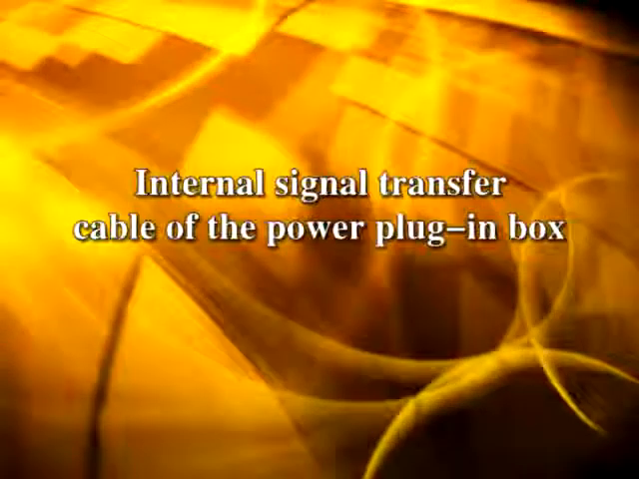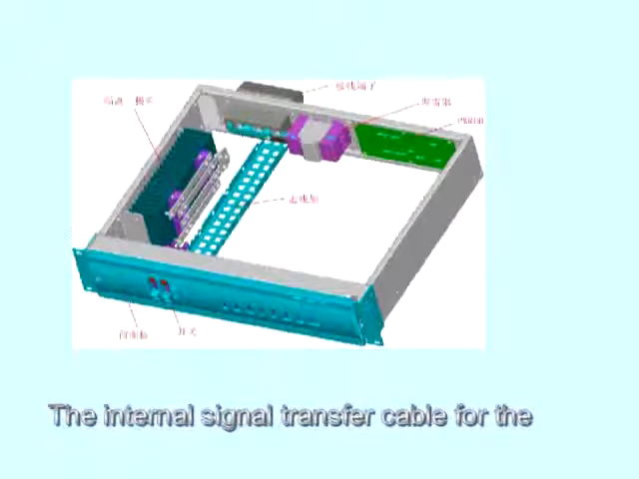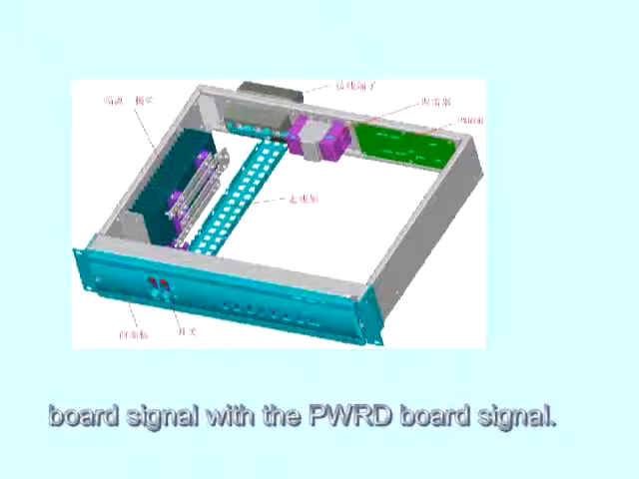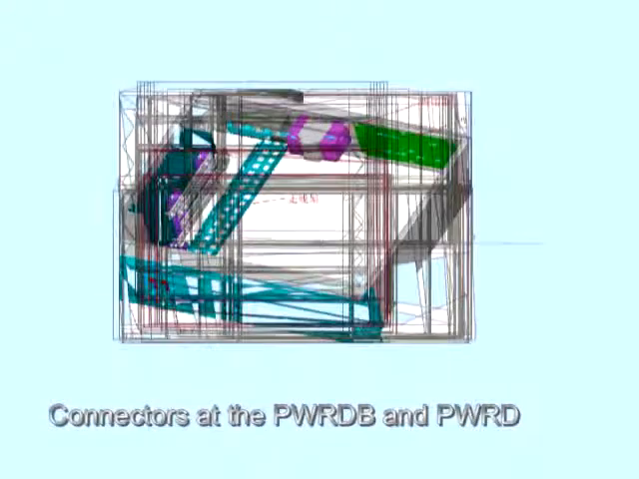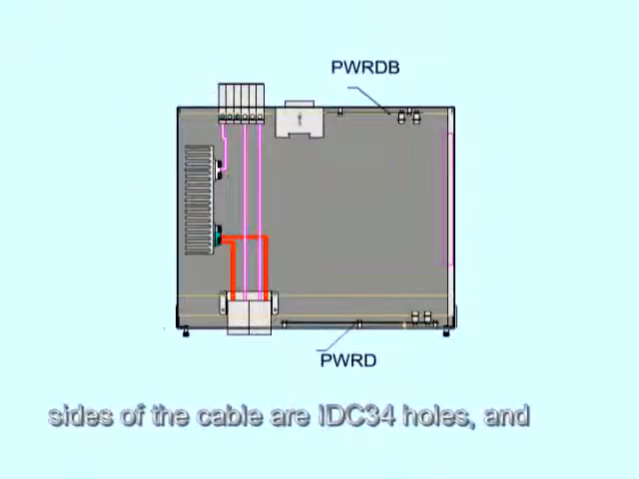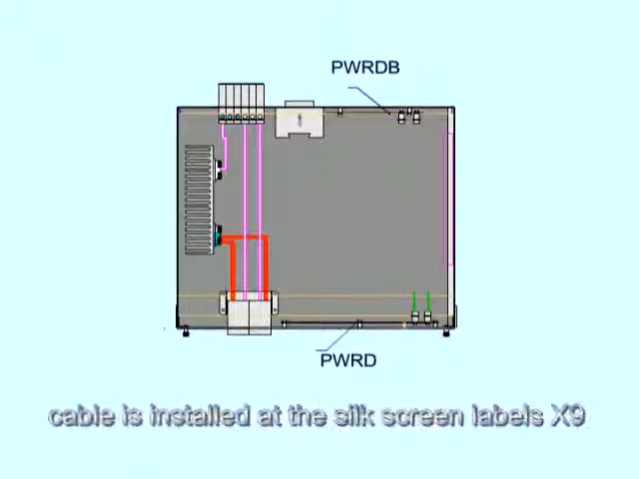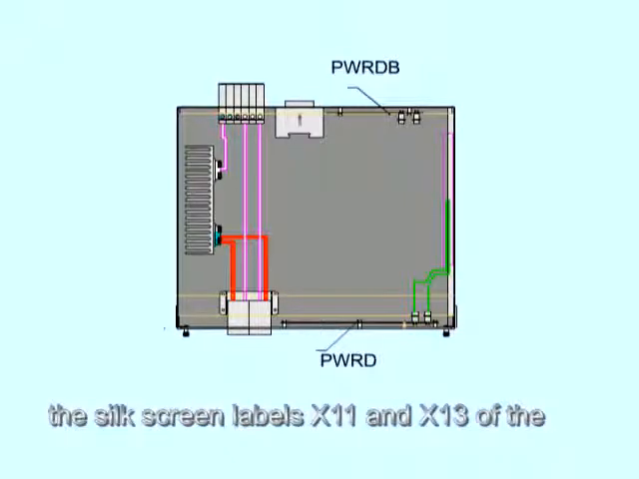Internal signal transfer cable of the power plug-in box. The internal signal transfer cable for the power plug-in box connects the PWRD board signal with the PWRD-B board signal. Connectors at the PWRD-B and PWRD sides of the cable are IDC 34 holes and 34 core flat cable is adapted. And A of the cable is installed at the silk screen labels X9 and X10 of the PWRD board, and B at the silk screen labels X11 and X13 of the PWRD-B board.